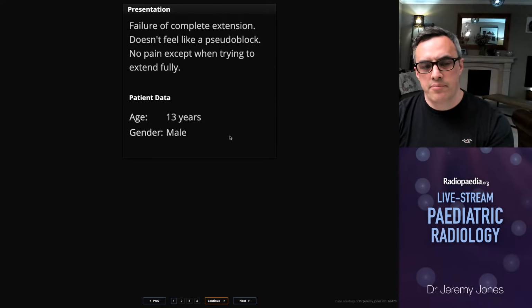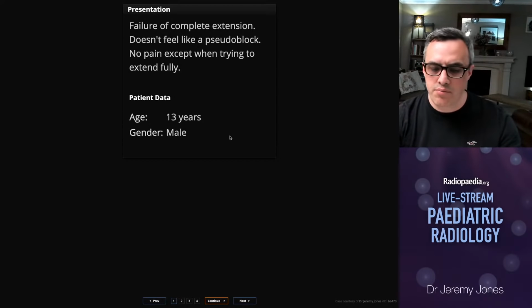Case 2 is a lad who's got failure of complete extension. So that last case was an acute presentation with an injury. This is a non-acute presentation. The orthopedic surgeon says it doesn't feel like a pseudoblock.